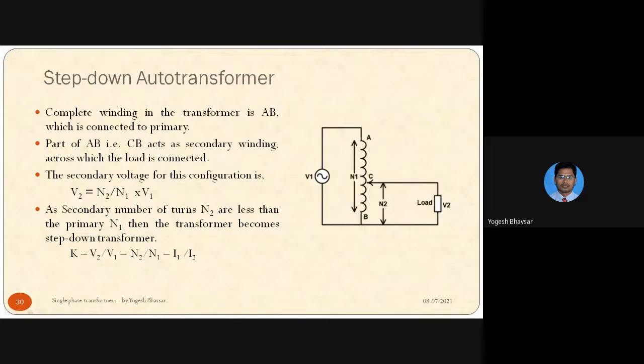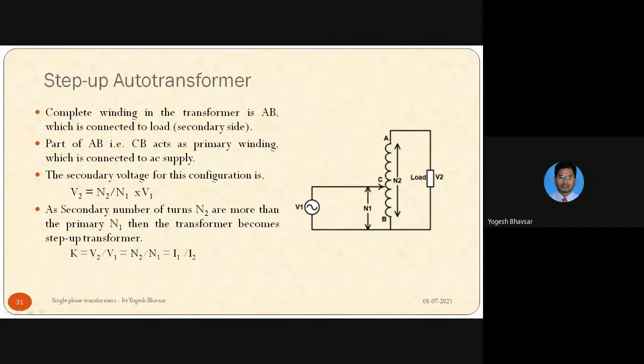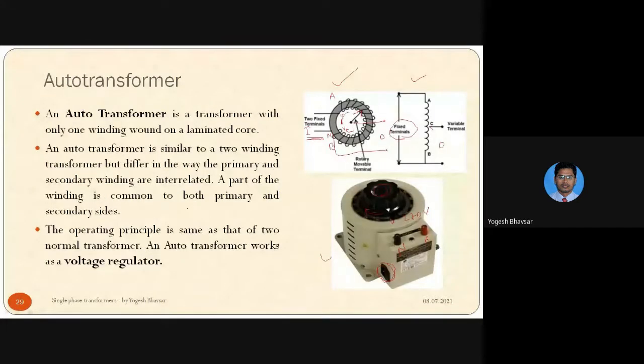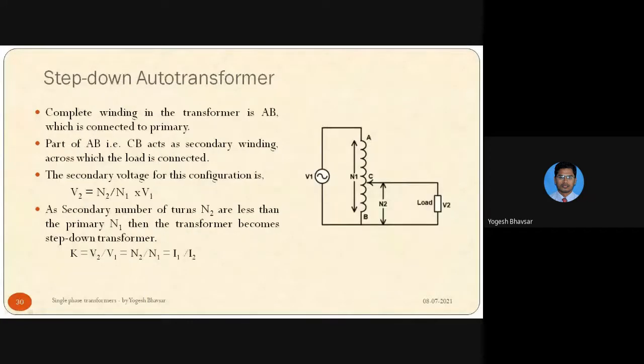Then similarly, as we have seen for the 2-winding transformer, step down and step up transformers are also available for the auto transformer. So let us see the step down auto transformer first.